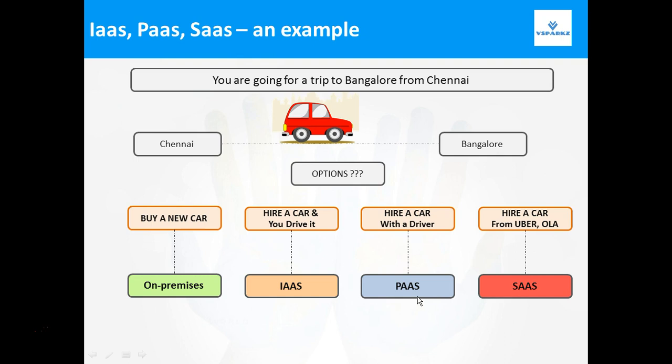In the last option, you will hire all the things from the car rental service providers like Ola, Uber, etc. Same way, in the SaaS model, you will hire everything from somebody, including the software. Only thing is that you can use the software, but you cannot customize it.